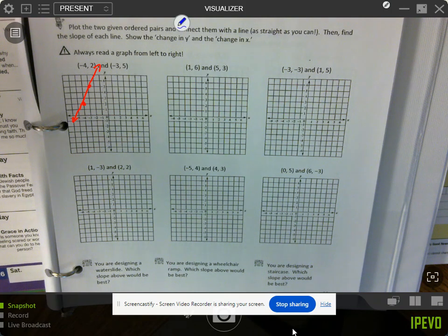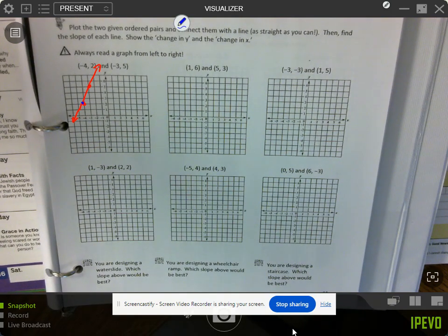I read from left to right. So I'm going to come to the point that I hit first. I hit this point first, right? Because I'm going from left to right, I hit the left point first. So that's my starting point. Whatever point's on the farthest left, I start with.